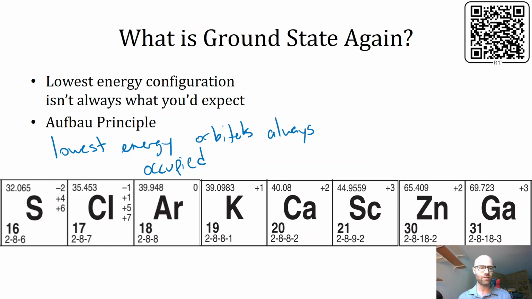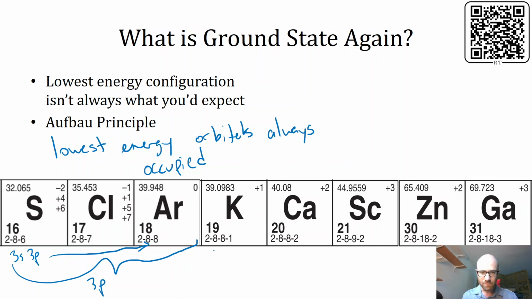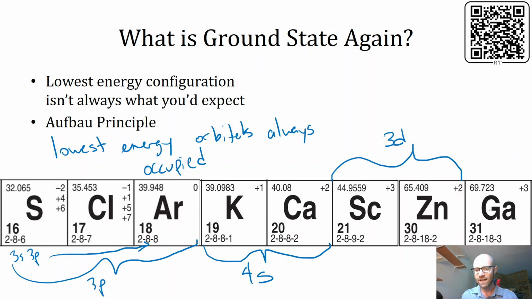So I took a snippet out of the fourth row, period 4, of the periodic table, and we can play this game again, and we can figure out what's being filled. So here we have 3s and 3p, and that fills up through here. So the subshell that we're filling here is 3p. The subshell that we're filling here is 4s. And then the subshell that we fill between scandium and zinc is 3d. And then gallium, it says 2-8-18-3. So from here on out, we're filling 4p again. So it goes 3p, 4s, 3d, 4p.